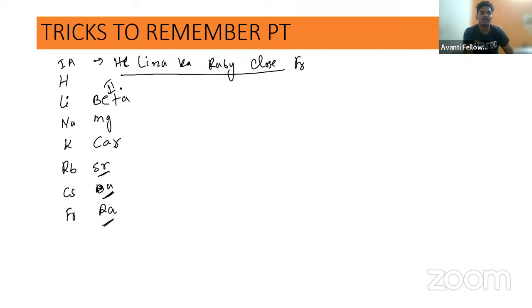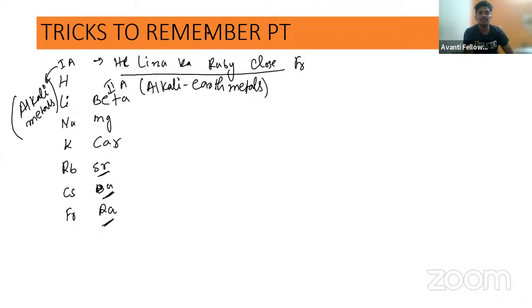Next one, we are talking about group 2 elements, and we know group 1A elements are called alkali metals. And group 2A elements are called what? Alkali earth metals. I hope you guys are clear. Alkali earth metals.